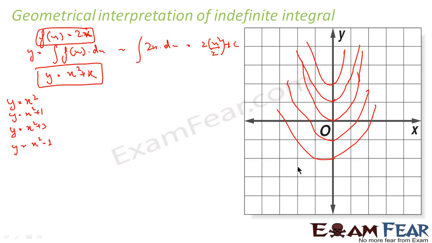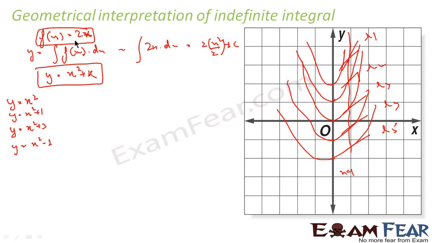And there is one thing common. You take any point here, let's suppose x is equal to 1, and you draw a line from this x equal to 1 parallel to the y-axis, and you take any points on these graphs. The slope at all these points will be the same. The tangent lines L1, L2, L3, L4, L5 will all be parallel. And that is how we represent this integration geometrically.